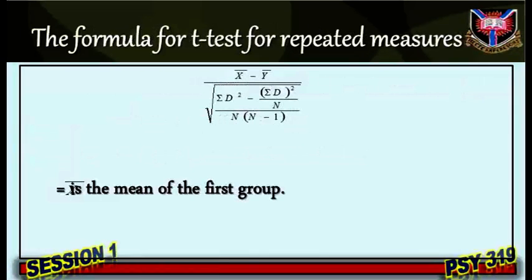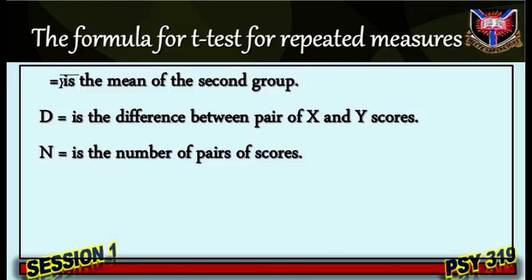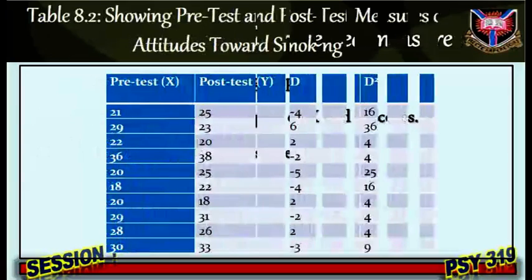variables. The formula for the T-test for repeated measures is given below, where X bar is the mean of the first group, Y bar is the mean of the second group, D is the difference between pair of X and Y scores, and N is the number of pairs of scores.